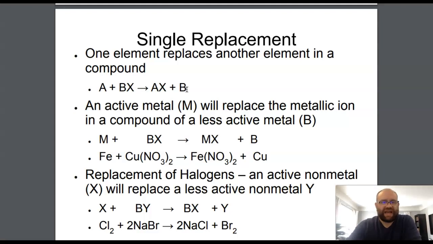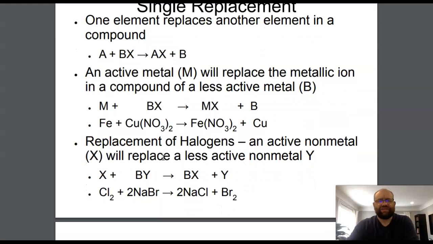In the case of a metal replacing a less active metal, here we have M plus BX, with M being the more active metal. It comes in and kicks out that B metal to form a compound MX plus B. We have the example here: iron plus copper(II) nitrate yields iron(II) nitrate plus copper. Copper got kicked out by itself, so it's a single replacement. One element, in this case copper, was replaced by the iron. Notice there's no change to this polyatomic here. We still have NO3.